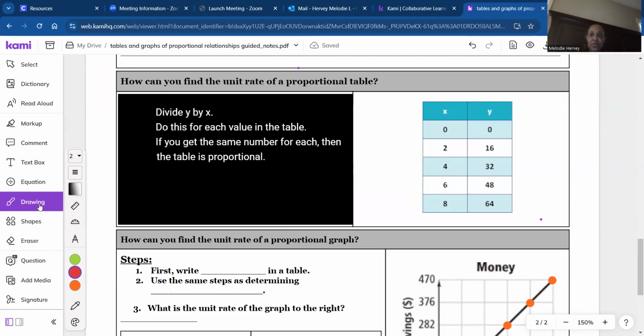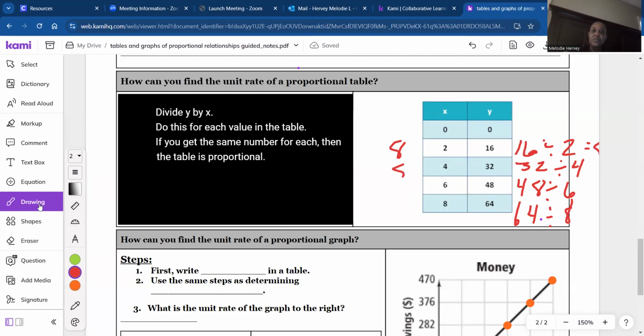So in this table, if I divide y by x, 16 divided by 2, 32 divided by 4, 48 divided by 6, 64 divided by 8, I get 8 for all of them. I'll just put that over there. I don't know where else to put it. I get 8 for all of them. So I know the table is proportional and I know the unit rate is 8. Okay.